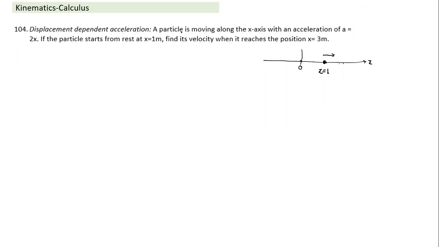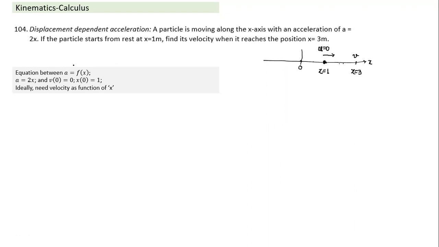So what we need to find here: it starts from rest at x equal to 1. Find the velocity when it reaches x equal to 3. This is the point where velocity is 0. If I draw a figure here, when it reaches x equal to 3, we need to find what the velocity is. This is u equal to 0. So how do I find velocity here? This requires integration, but how would I integrate?